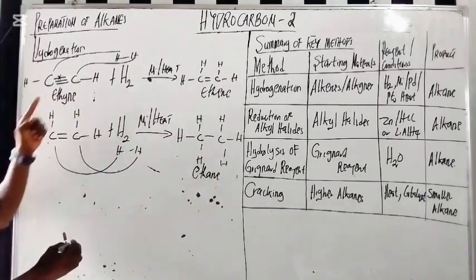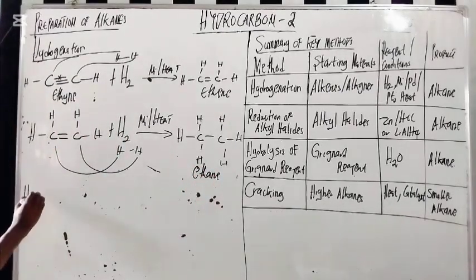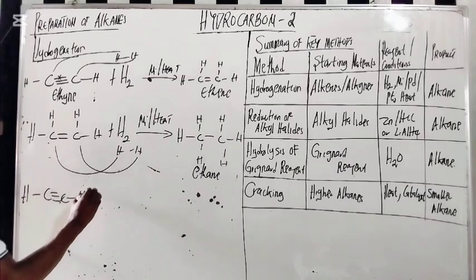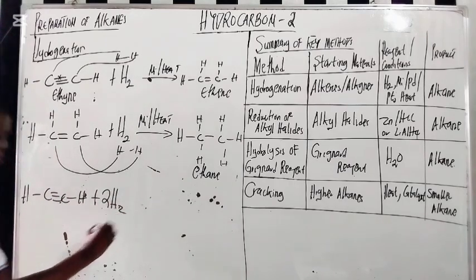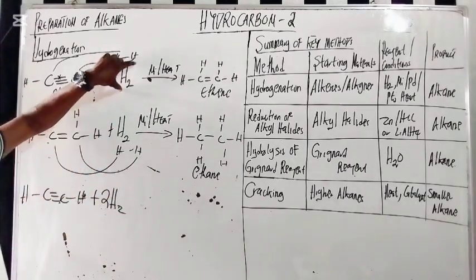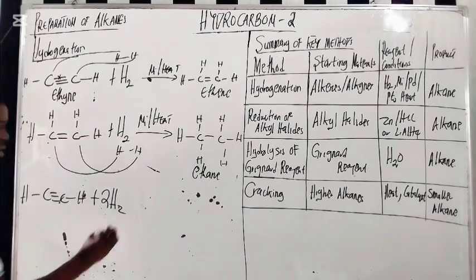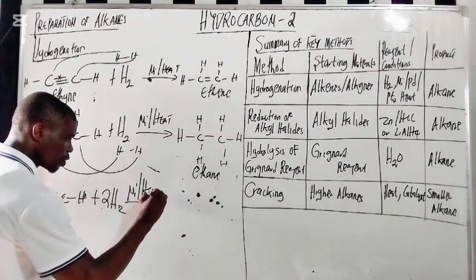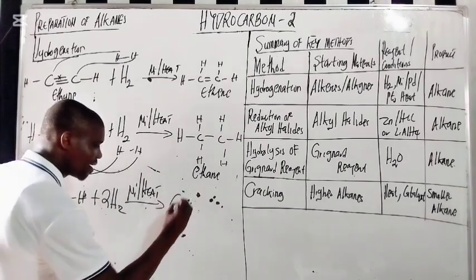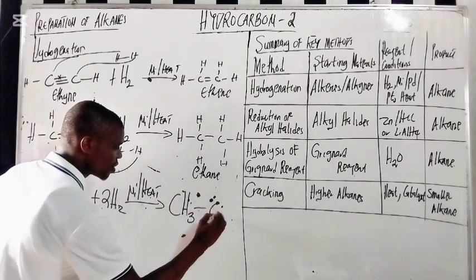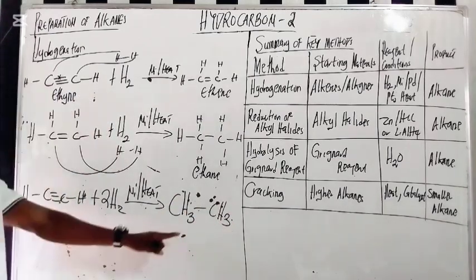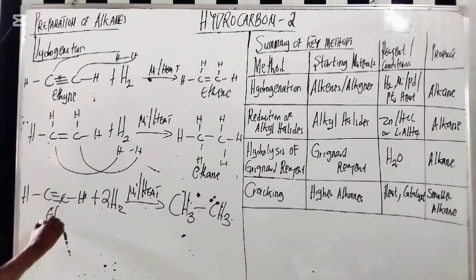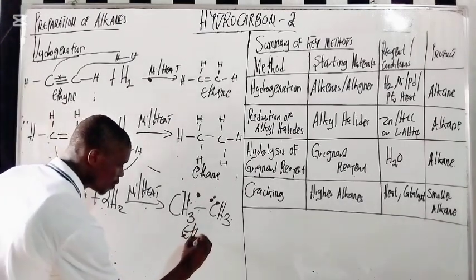So in summary, you can see HC triple bond CH plus 2H2, where this comes from the first one and the second one, with nickel in it. What are you going to get? You now get CH3, CH3. So from ethyne, you have got ethane.